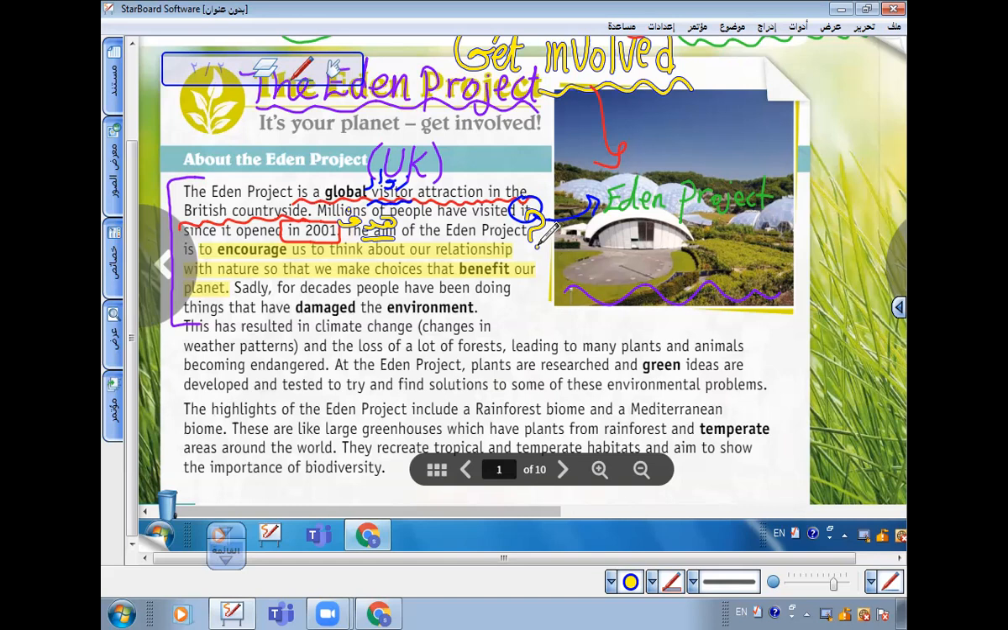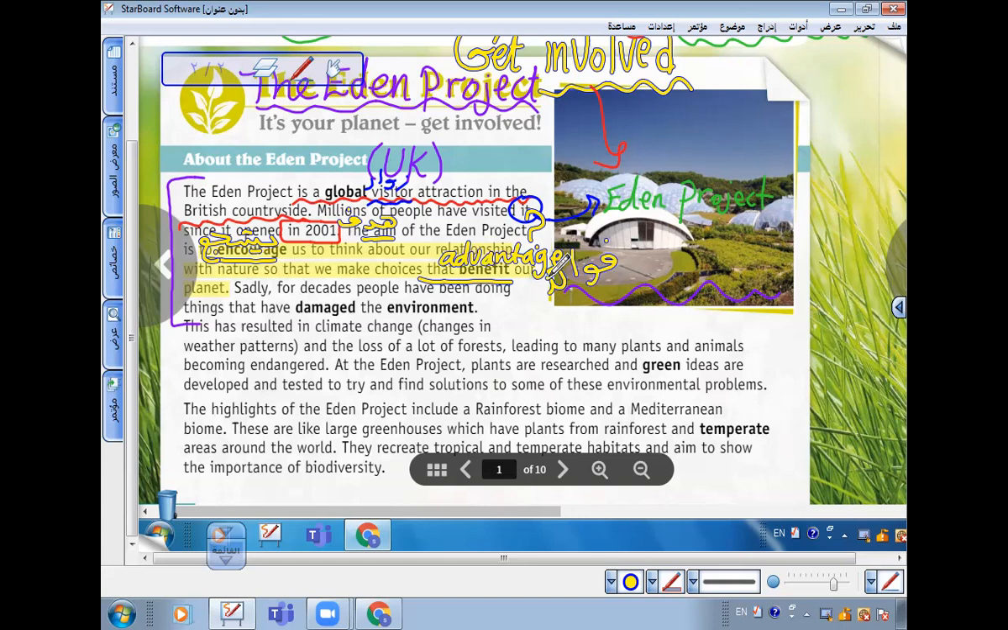What is the aim? Encourage. So what does the word encourage mean? It means to give us courage, to encourage us to think about our relationship with nature so that we make choices. It gives us a chance in order to know the benefits. What does the word benefits mean? Advantage. Excellent. Benefits means advantages. In order to know the benefits of the plants.